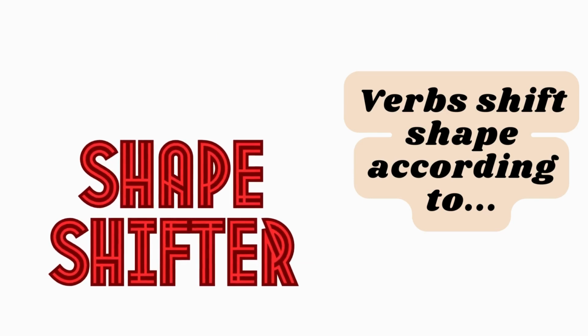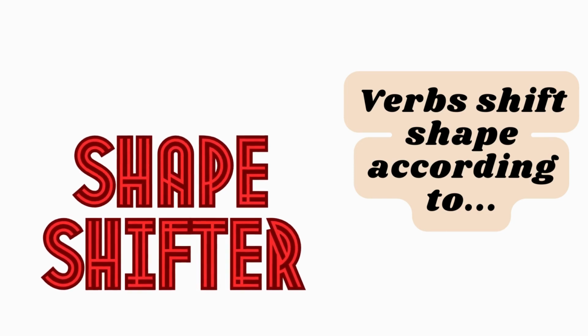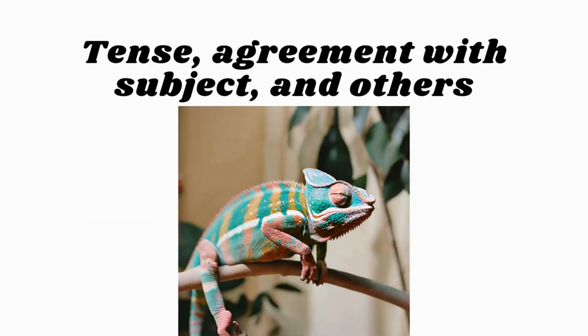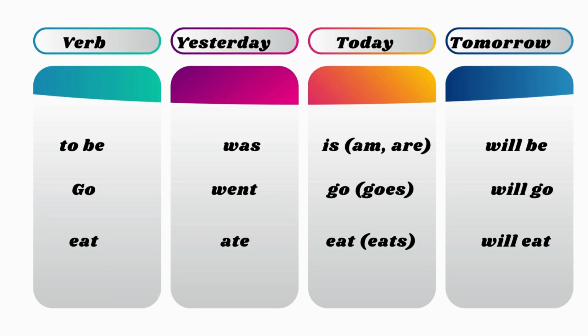Then we need to know that a verb is a kind of shape shifter. Verbs can shift their shape according to the tense: past tense, present tense, future tense, and agreement with the subject. I sit, he sits, they sit, and other things which we will get to in a different video. But it is important to know that there needs to be verb tense agreement. The verb to be, for example, which, as you may remember, is a verb that describes a state of being. To be: yesterday was, today is, I am, he is or she is, and they are, and tomorrow will be.